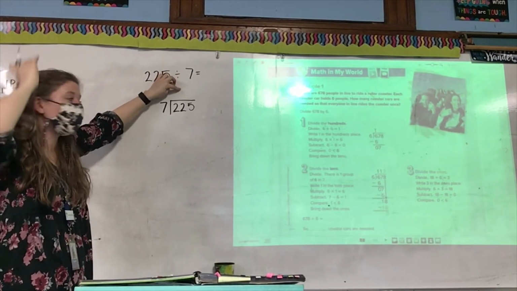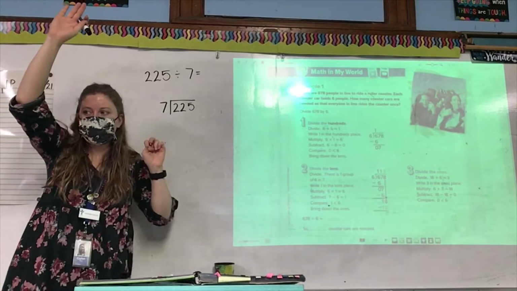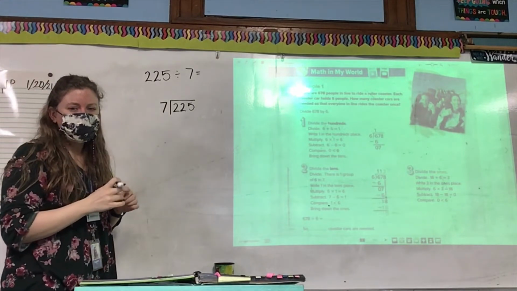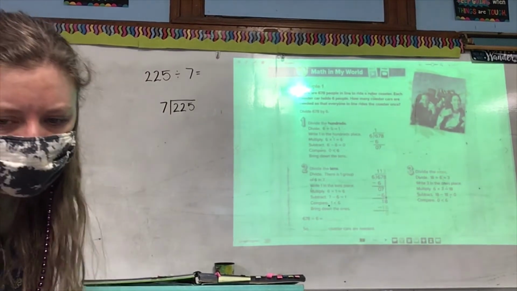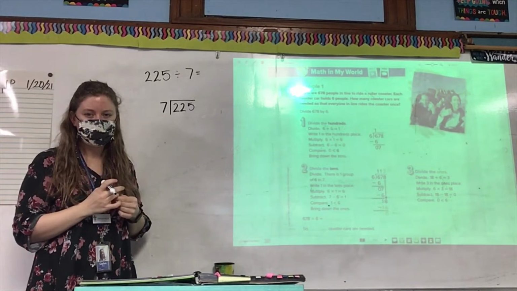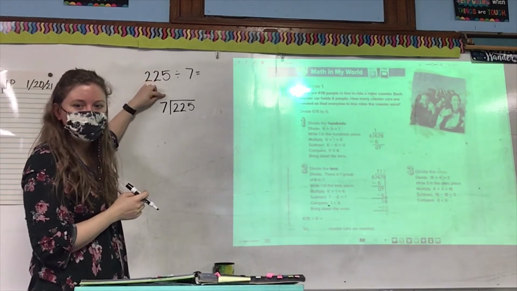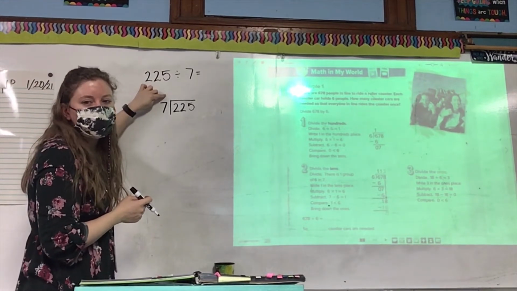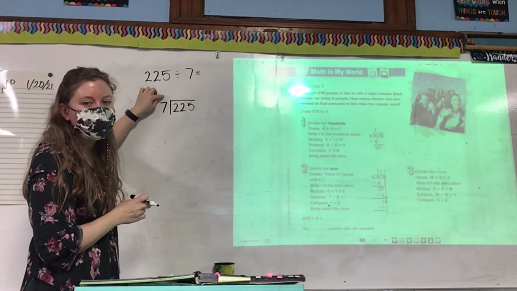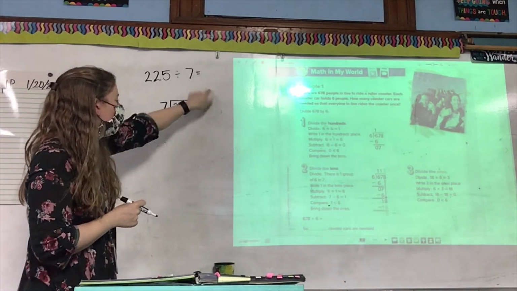Very good. What's the name of the part that goes on top? Mason? The quotient. Sometimes in division we have one extra piece. What is that extra piece called? The remainder. Where does it go? Next to the quotient. Over here, in front of the quotient? No. Where does it go? Behind the quotient.